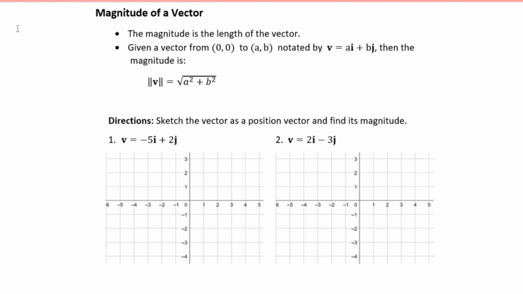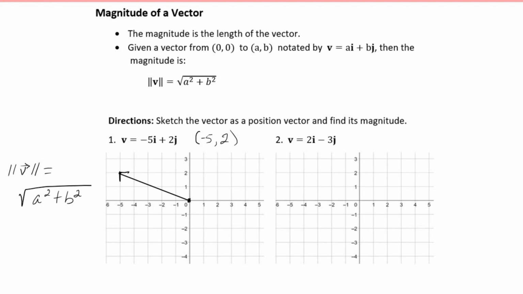The magnitude is the length of the vector. In the 2 examples I'm given here, I'm asked to sketch the vector as a position vector and find its magnitude. So for problem 1, we're going to start off with a vector at point 0, 0, and we're going to the point negative 5, 2. So there's the sketch of the vector.